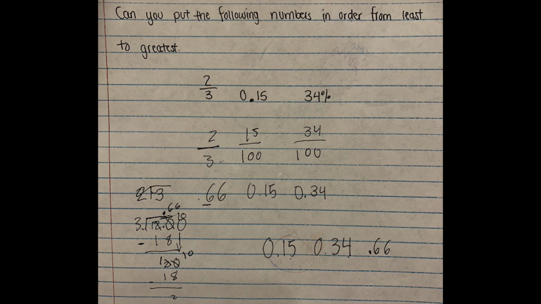Wouldn't 66 be least? Well, you have least to greatest, right? So you have 0.15 and then 0.34. How did you know that 0.34 was greater than 0.15? Because they're both in the hundredths, but this 34 is greater than 15. So then how can you add 0.66 to that? Would it be in the middle? Would it be less than all of them? Or would it be greater than all of them?